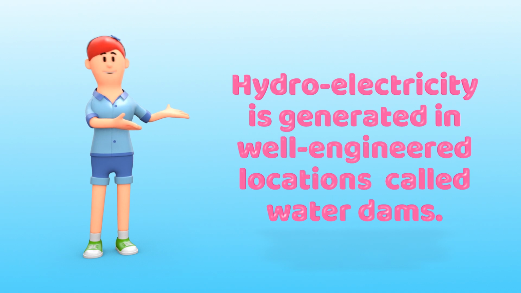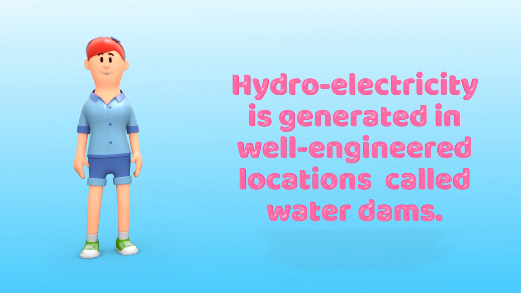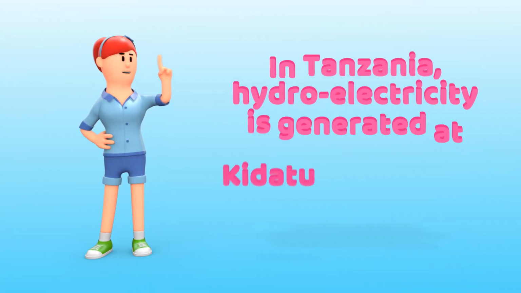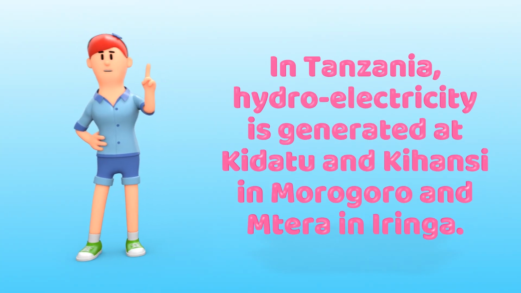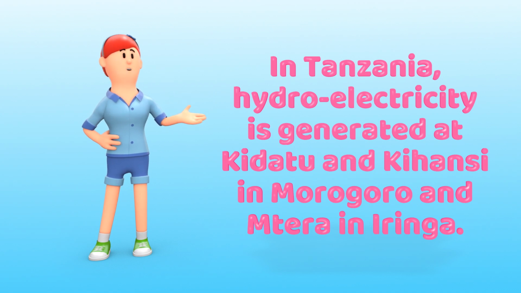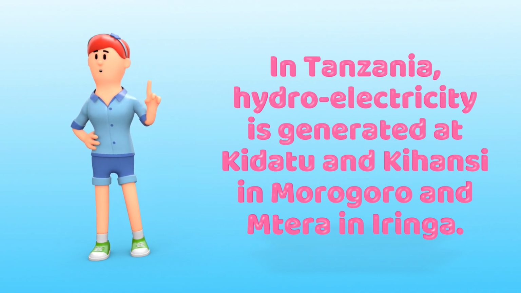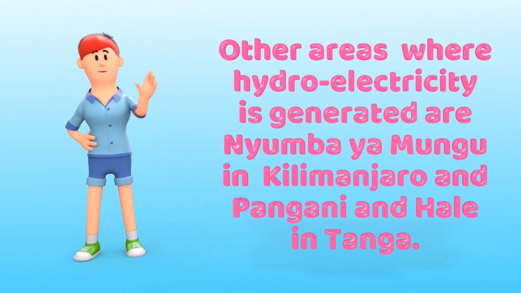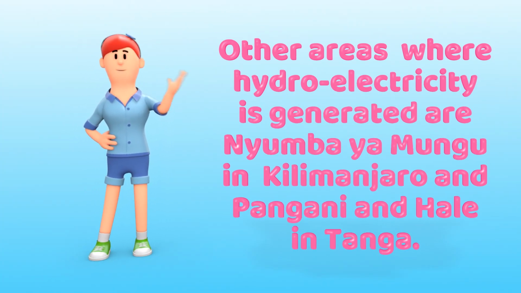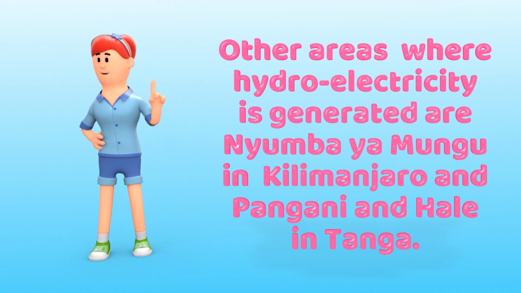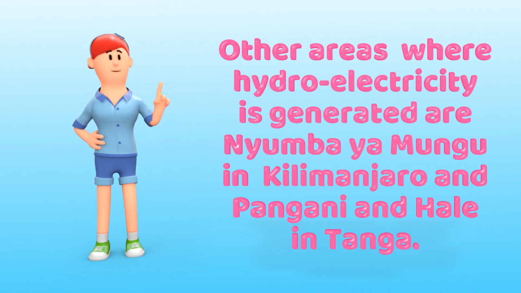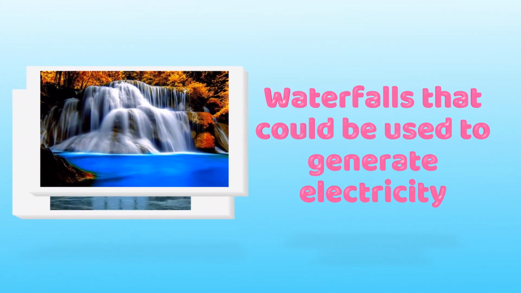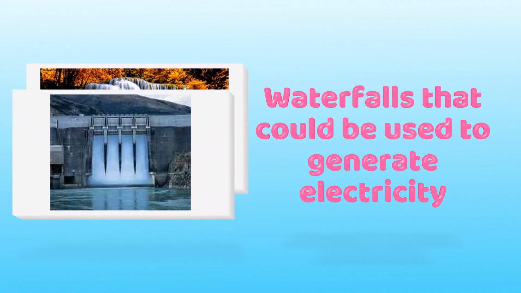Hydroelectricity is generated in well-engineered locations called water dams. In Tanzania, hydroelectricity is generated at Kidatu and Kihansi in Morogoro and Mtera in Iringa. Other areas where hydroelectricity is generated are Nyumba ya Mungu in Kilimanjaro, Pangani and Hale in Tanga. Both pictures show the kinds of waterfall that could be used to generate electricity.